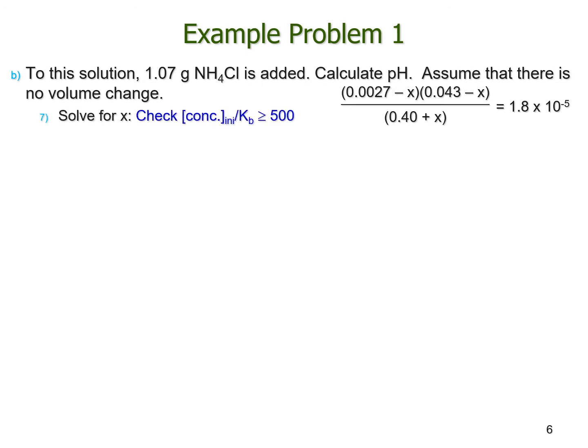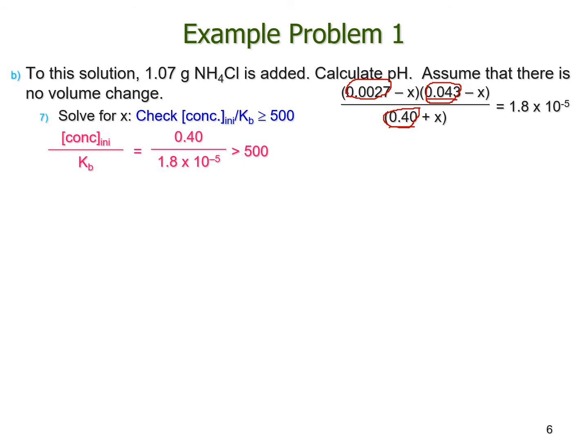All right, so we have three initial concentrations. This is the initial concentration of hydroxide. This is the initial concentration of ammonium. This is the initial concentration of ammonia. So let's do the 500 rule for two of these, this one and this one. If we divide 0.40 by the Kb, 1.8 times 10 to the negative fifth, we find the value, if you recall, is 22,222. So that's much greater than 500. So the 500 rule applies.